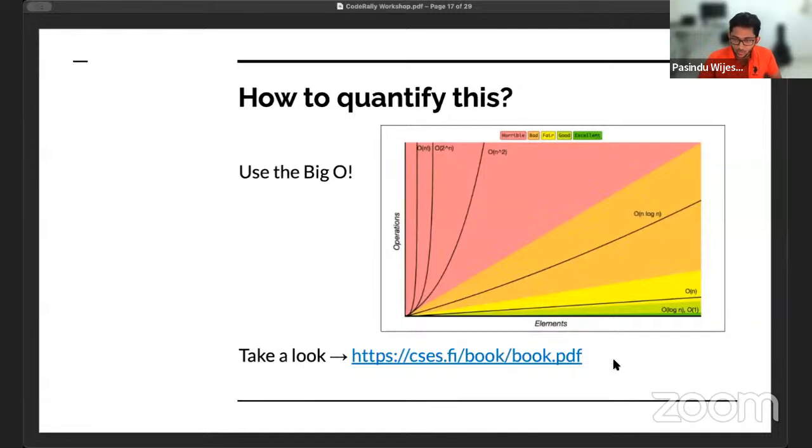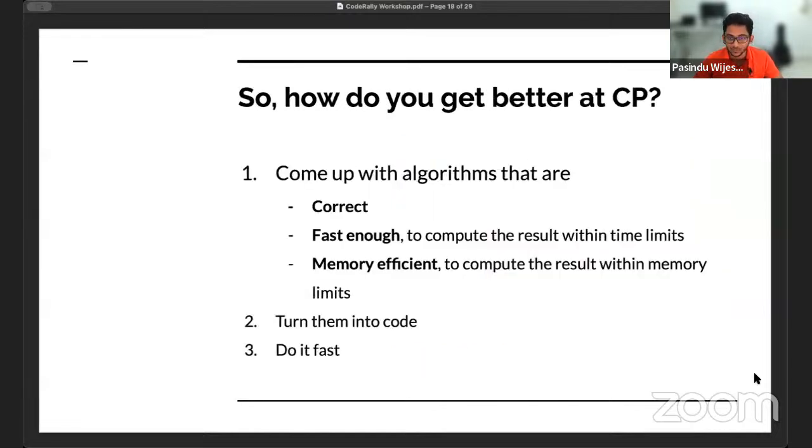I hope you had some insight into this during the previous sessions. If not, you can take a look at this link. I'd appreciate it if the organizers could share the link. This is a book that I recommend you read. It's called Competitive Programmer's Handbook, and it teaches you how you can compute the complexity of your algorithms. Utilizing this, you can compute how complex the algorithm is and then determine if that algorithm is good enough to solve the particular problem.